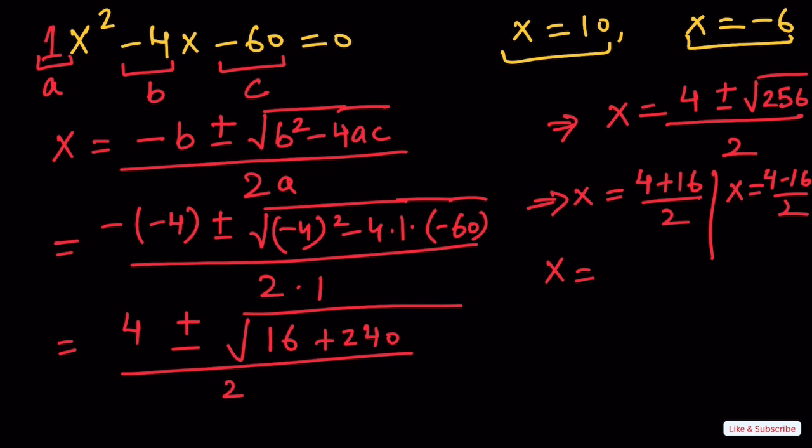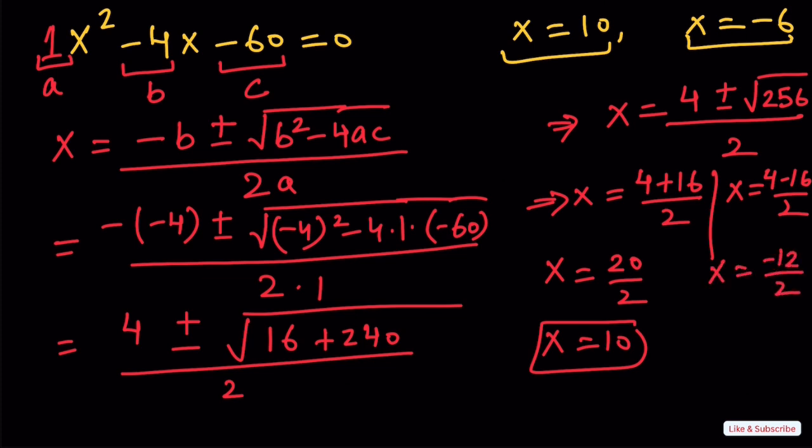The value of x equals, now 16 plus 4, that's 20 over 2, which gives us 10. Now in this case, x equals 4 minus 16, negative 12 over 2, which gives us negative 6. And we can see that these two answers exactly match the answers which we already got. And that's how we work with the quadratic equation.